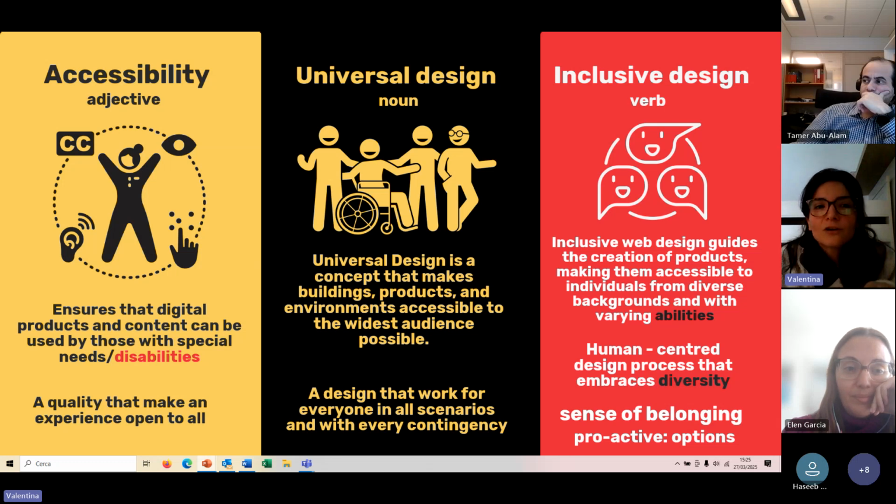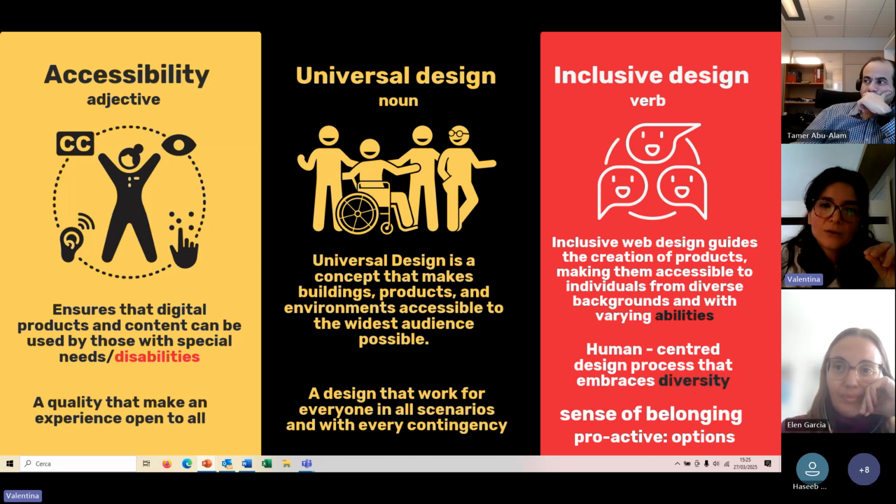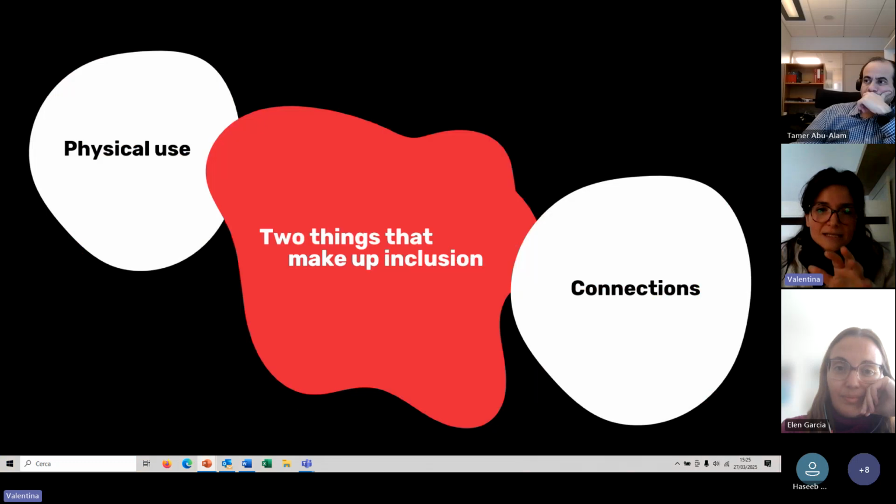So it's not more focused on what needs people can have, or what disability, how I can fix this problem. But it's also considering the cultural background, the different ways of being in this world, which is not just focused on needs. So I tried to create a visual to understand this concept.